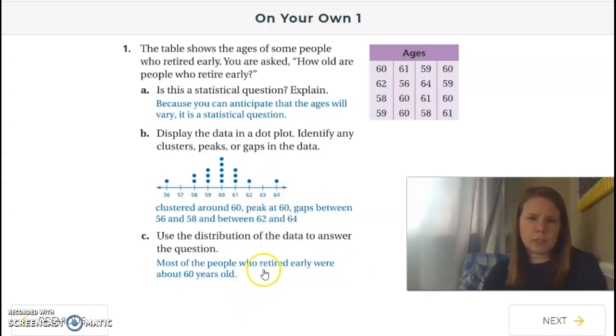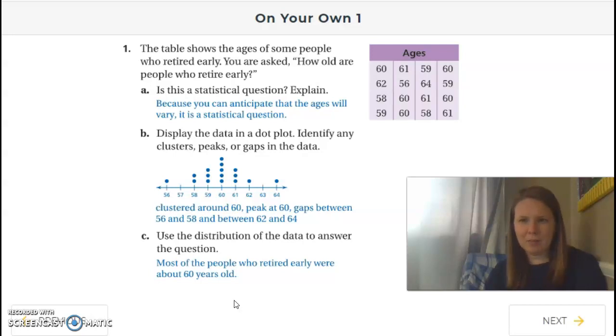It says most people who retire early were about 60 years old. So again, it's kind of using that peak right now as kind of your mean or your average. And we're going to go into more of those kind of data measurements that you're used to seeing, which I know for the most part, most of you have learned those as early as 4th grade.